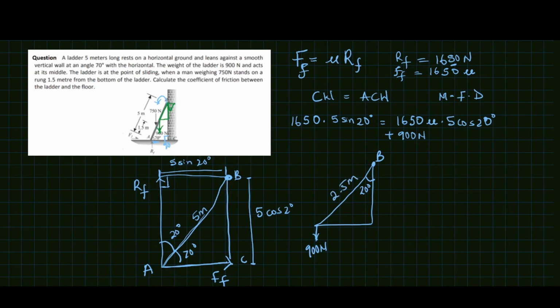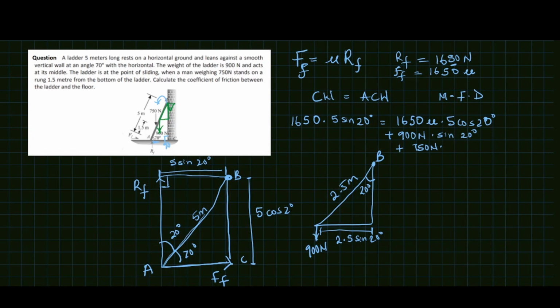Now, like I said, if the force is vertical, that means the perpendicular distance will be measured horizontally. So the perpendicular distance is from this point to this point. Using SOH CAH TOA, you can tell that this portion will be 2.5 sine 20 degrees. So times sine 20 degrees. Next, the last one is the 750 newtons. It's also producing an anti-clockwise moment.